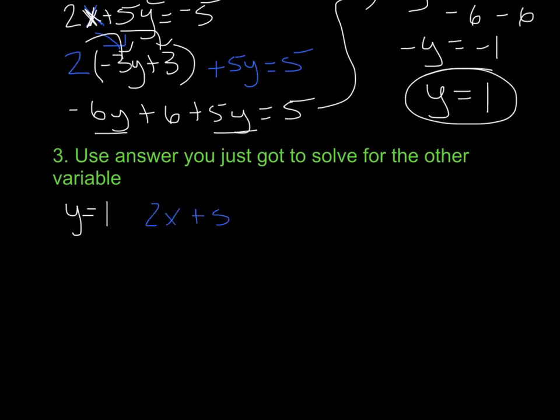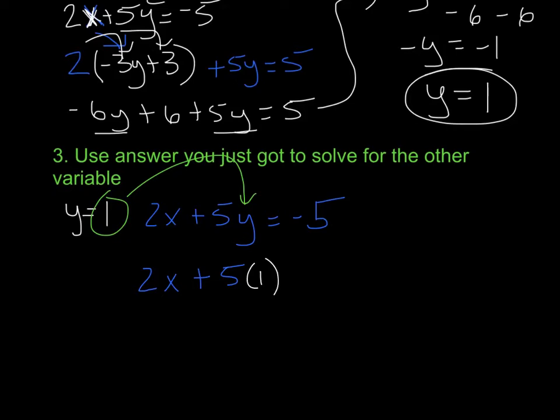So I've got 2x plus 5y equals negative 5. Now remember, I know what the y is. I know y is 1. So I will substitute it. 2x plus 5 times 1, I already know what y is. That's not a mystery anymore. Equals negative 5. So 2x plus 5 equals negative 5.